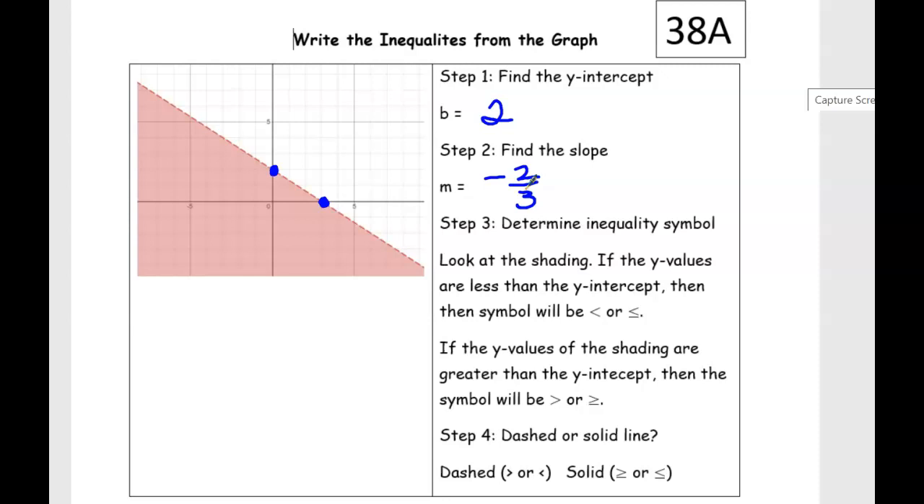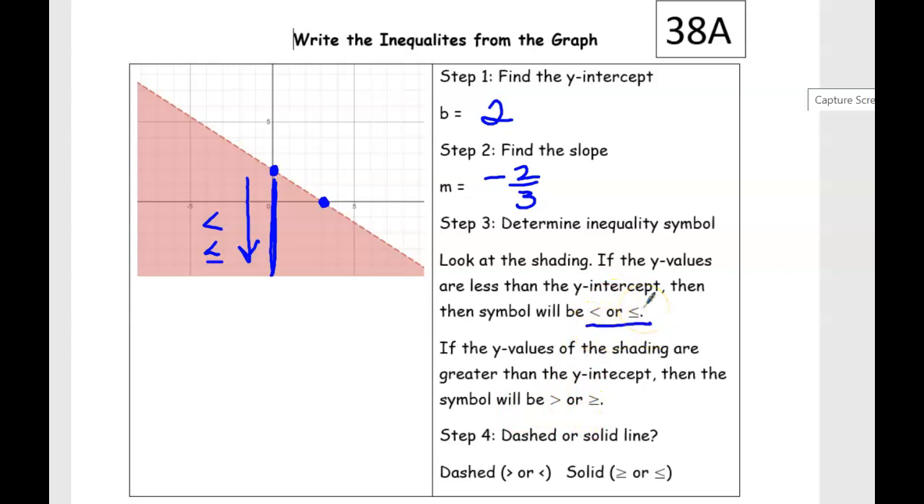All right, so the shading, if you notice, my y value is at 3, but the shading is below 3. It's actually below the value there. So because it's less than or below, we know it's going to be either less than or equal to. Okay, so we're looking just at those y values. So because it's shaded all right here down below it, it's less than or equal to. But step 4, so that's going to be less than or equal to.